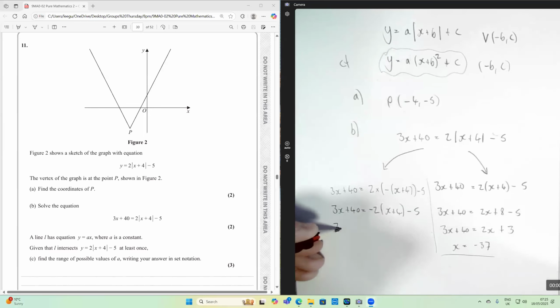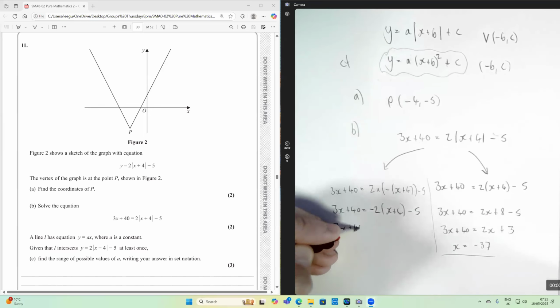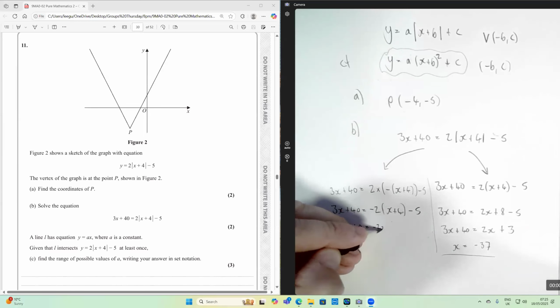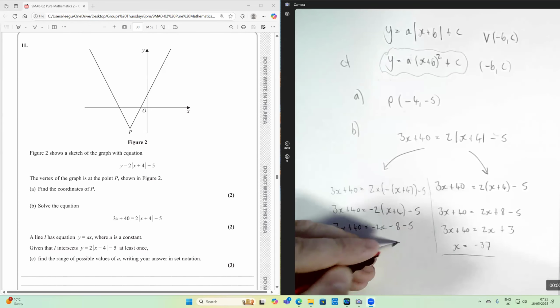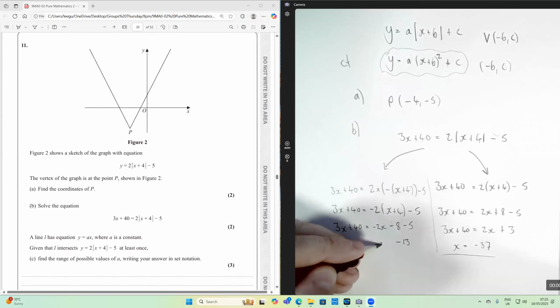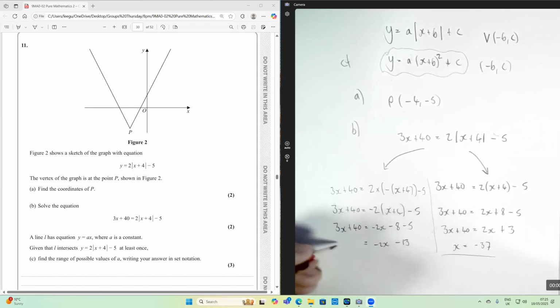Okay, sometimes if you don't represent it in the right way, you can make an error. So let's now expand this. So we've got minus 2x, and we're going to have this time minus 8 minus 5. So minus 13 minus 2x is equal to 3x add 40. So now we're going to have 5x is equal to minus 53.